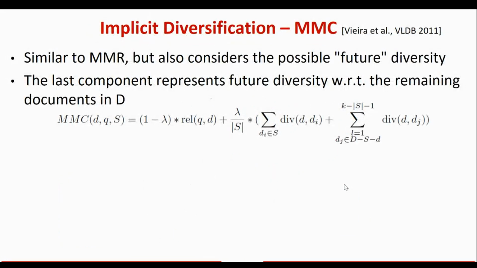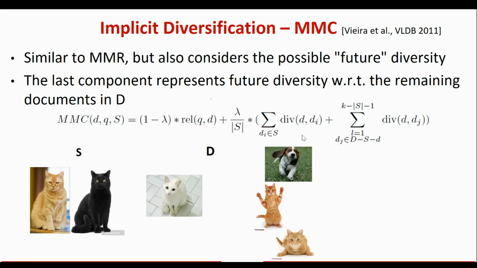MMC is an improvement over MMR, which not only considers the images selected to the result set, but also those that are remaining in the candidate set. In particular, while scoring a particular image, let's say this white cat, it considers its diversity with respect to the selected images and also the possible maximum diversity with respect to those that are in the candidate set. That is kind of a feature diversity that can be achieved after selecting this white cat to the result set.